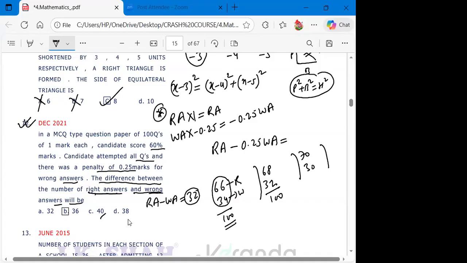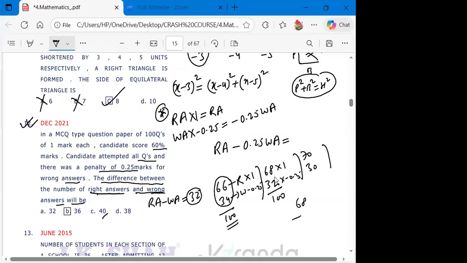Okay, just wait. Instead of assuming the fourth one, just wait. In all these cases, what you are scoring is right answers into 1 and wrong answers into minus 0.25. Just see, 68 minus 8 now. How much are you getting? 60 marks. So your answer will be which one? Understood?